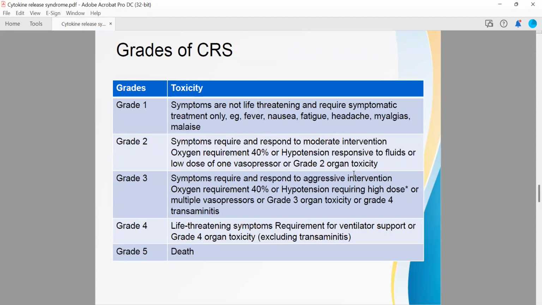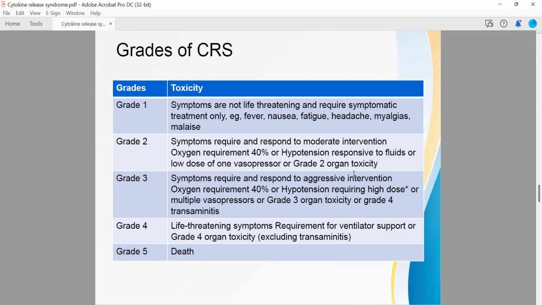Grade 1 is mild. Symptoms are not life threatening, and based on the clinical symptoms we manage the patient. If they have fever, we give antipyretics, and we treat nausea, vomiting, and fatigue as needed. Grade 2 requires moderate intervention, so we have to act a little faster. There is an oxygen requirement of 40%, and if the patient is hypotensive but responsive to fluids, we give fluids and a low dose of one vasopressor.